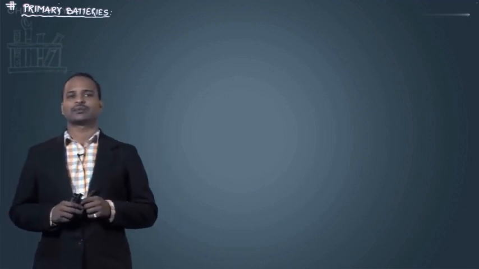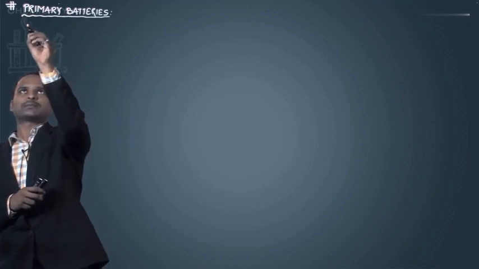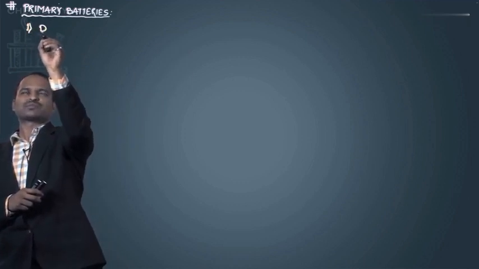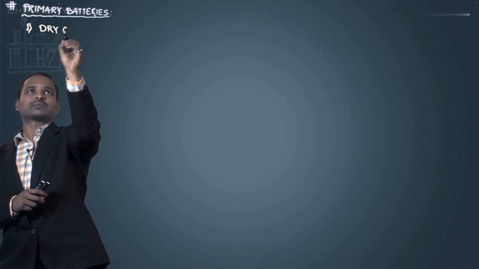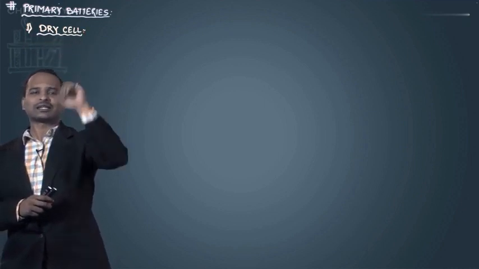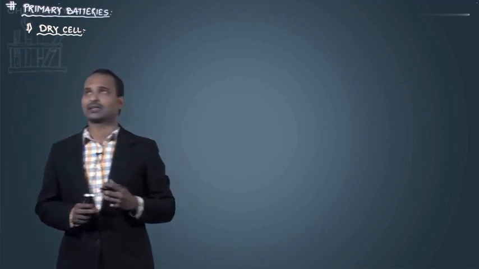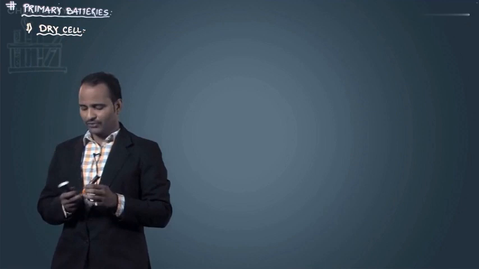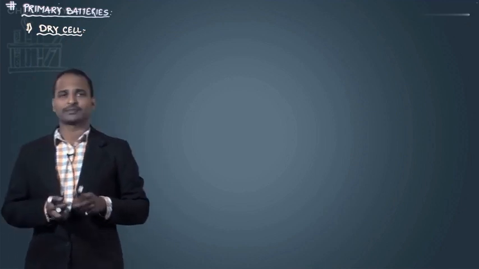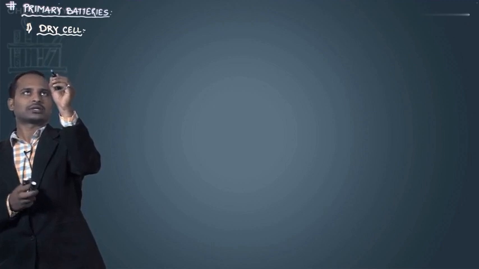Here we have two examples for the primary batteries, out of which the first one is a dry cell, which is also known as a Leclanche cell, because it was given by Leclanche. The dry cell is considered a non-rechargeable battery. Now let's learn about the dry cell.